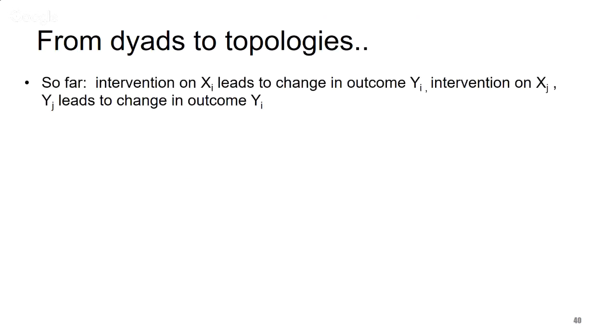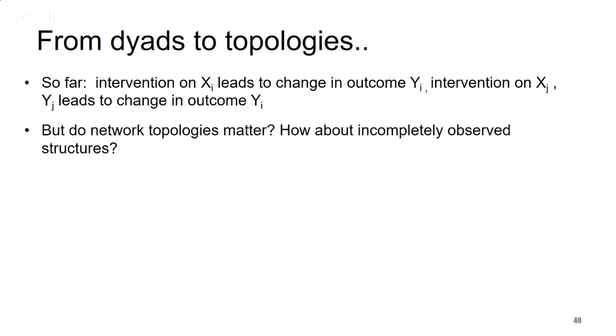Right. So the final slide I have for you today is to take you a step further. I want to push you to the edge of the cliff and just keep you there, and close with a question. So far, we've looked at how individual factors affect individual outcomes, and we've also looked at how peer interventions affect an individual's outcome. Now I want to ask the more advanced question: do network topologies matter? And more importantly, what happens if the network structure is not completely observed?